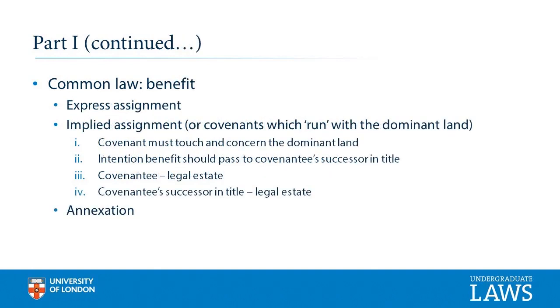In this part of the lecture, we shall identify the circumstances in which a covenant can be enforced by the covenantee's successor in title at common law. There are various ways in which the benefit of a covenant can be acquired by the covenantee's successor in title. These are set out in the module guide. We shall focus on just 3 methods, i.e., express and implied assignment and annexation.